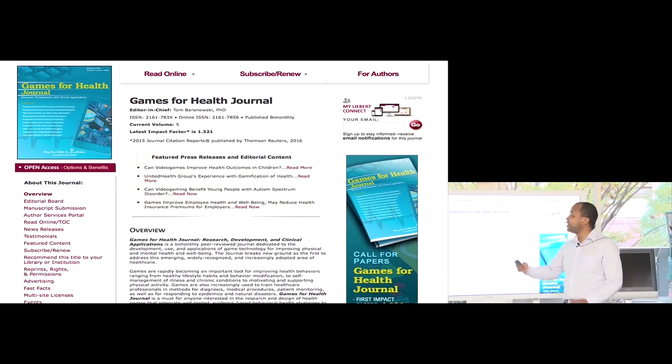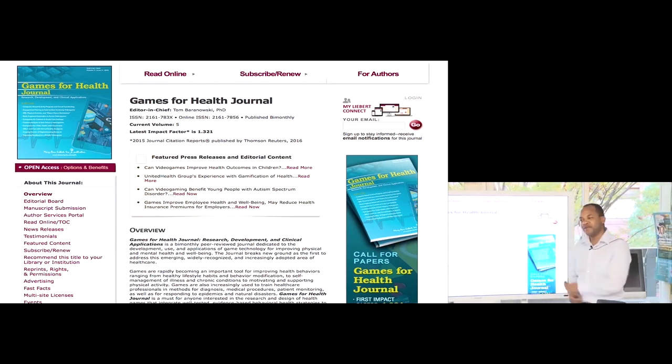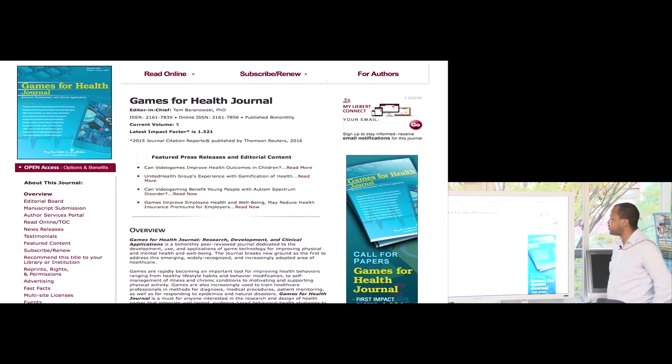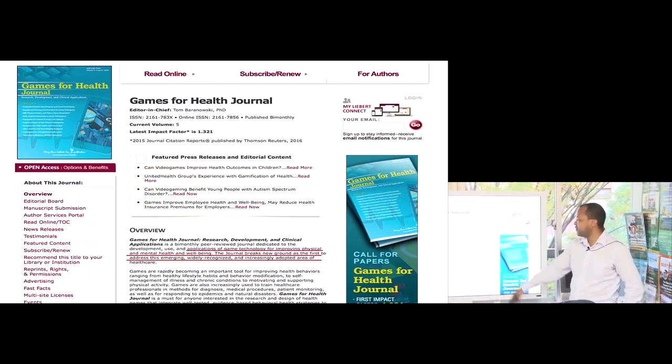Then there's also this one, the Games for Health Journal. Unfortunately, it's not open access, and Kyoto University does not subscribe to this journal, so we cannot access it yet. It's a relatively new journal. They focus on applications of game technology for improving physical and mental well-being. So you can check it out.